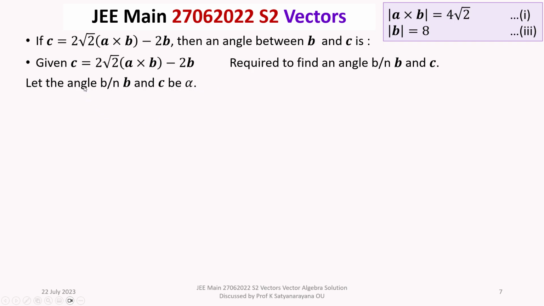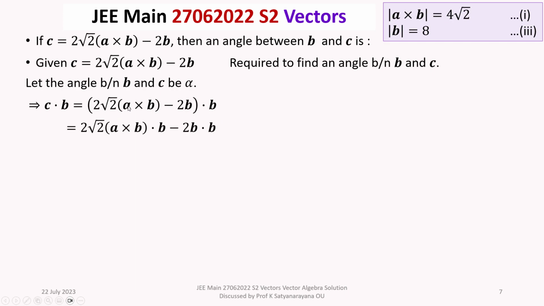Agreed. So we take C, take the dot product with B on both sides. So we'll get C dot B is equal to 2 root 2 A cross B minus 2B in brackets dot B. Now use the distributive law, we'll get 2 root 2 into A cross B dot B minus 2B dot B.